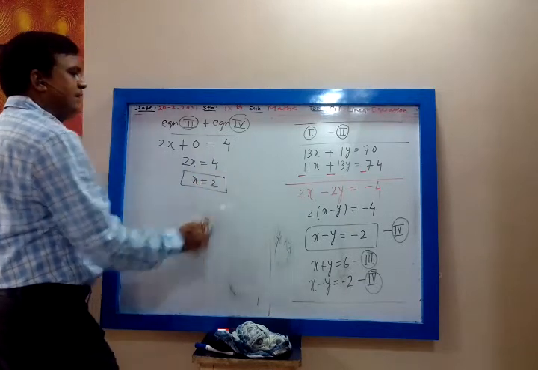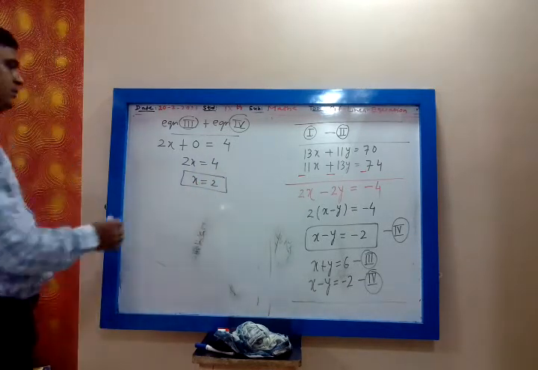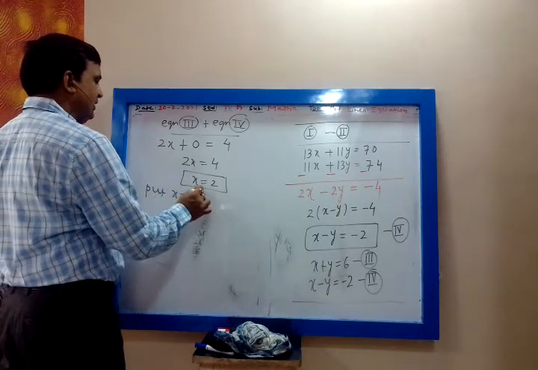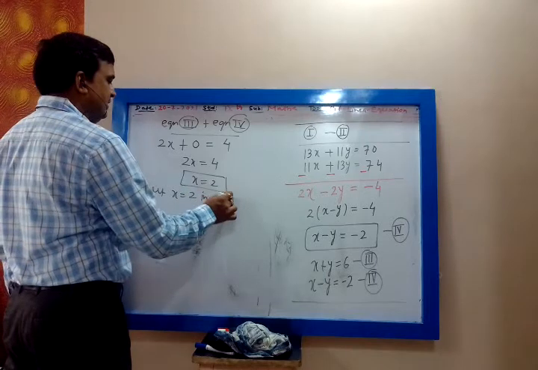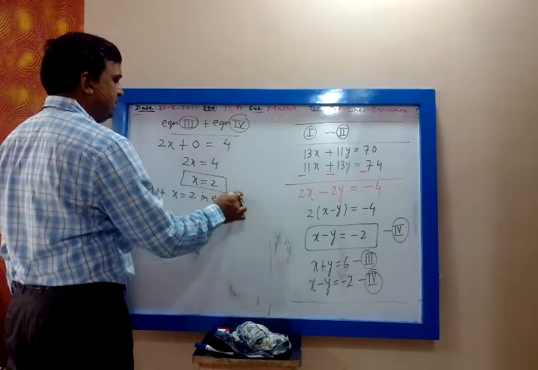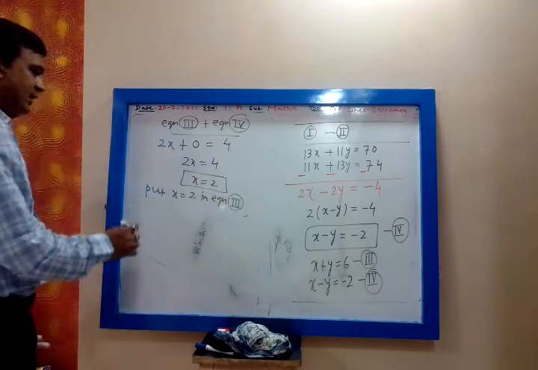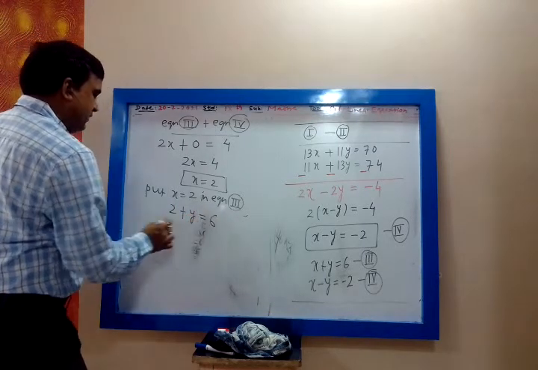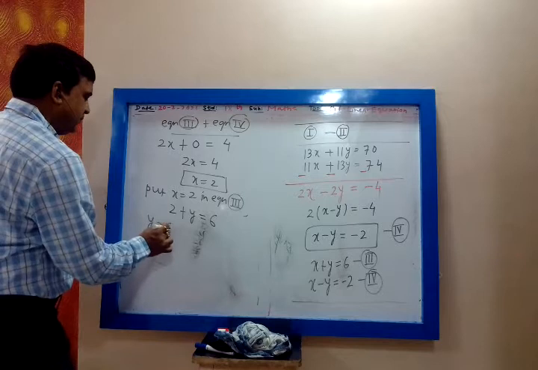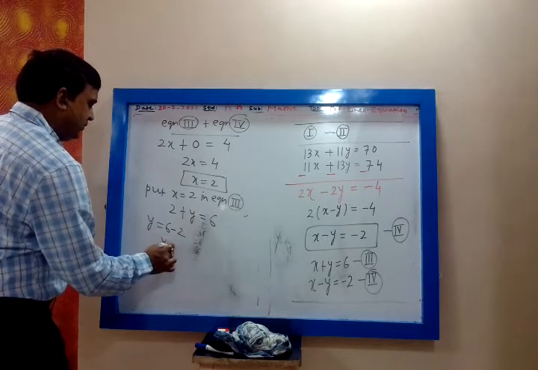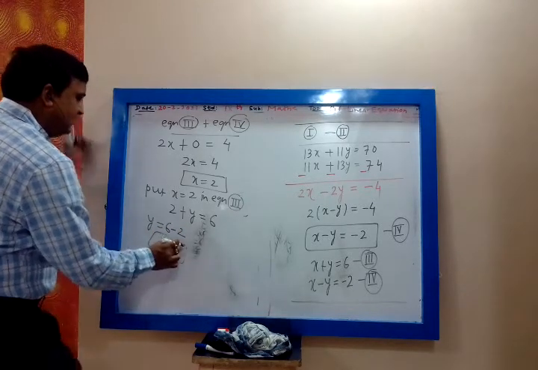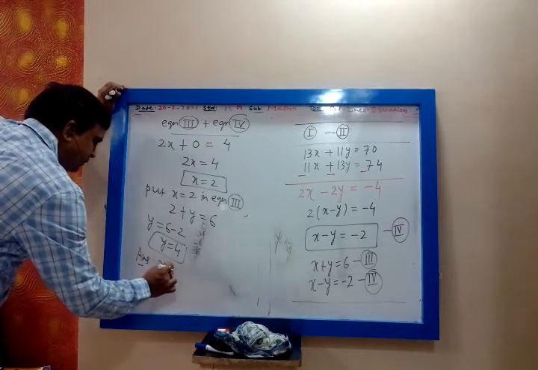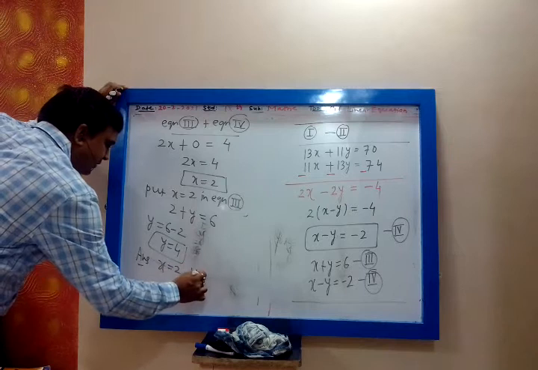Now put the value of x in equation 3 or equation 4. So put x is equal to 2 in equation number 3. You will get 2 plus y is equal to 6. So y is equal to 6 minus 2, so y is equal to 4. So our answer is x is 2 and y is 4.